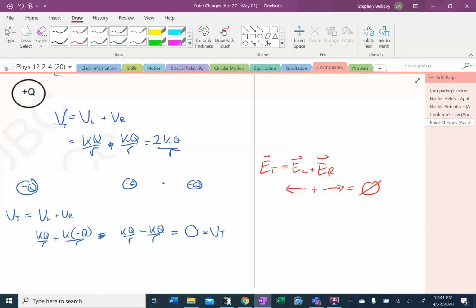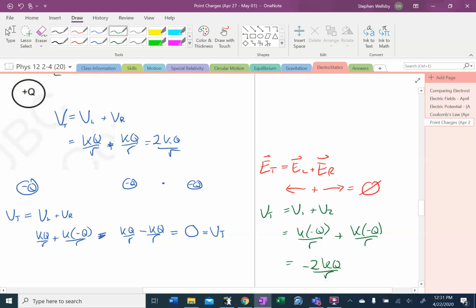What about for the potential? Well, potential total is potential 1 plus potential 2. Potential 1 is going to be negative kq over r. I guess I can write it this way: k times negative q over r. I'm going to add k times negative q over r again, and this is going to give me negative 2kq over r when we add these two together.